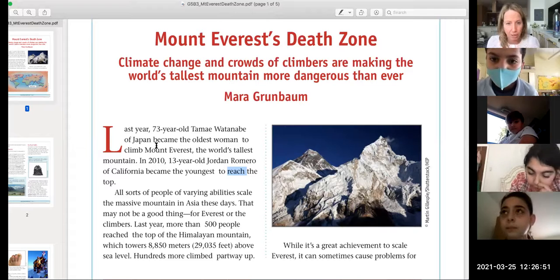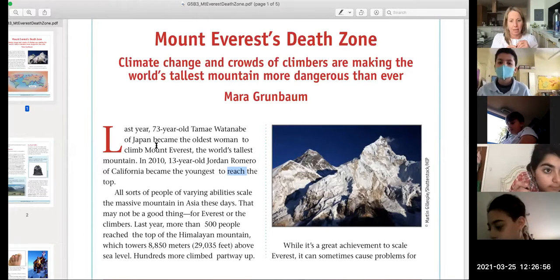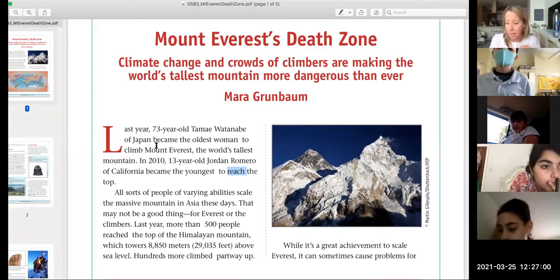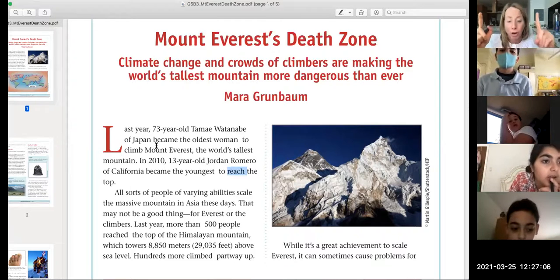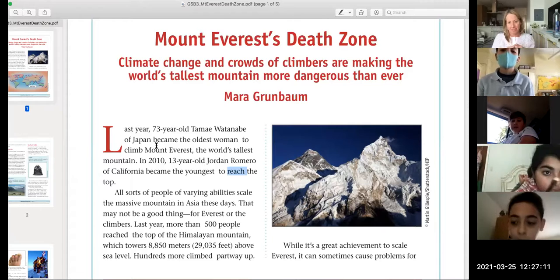Varying, that's a hard one. Abilities scale the massive mountain in Asia these days. That may not be a good thing for Everest or the climbers. Last year, more than 500 people reached the top of the Himalayan mountain, which towers 8,850 meters above sea level.